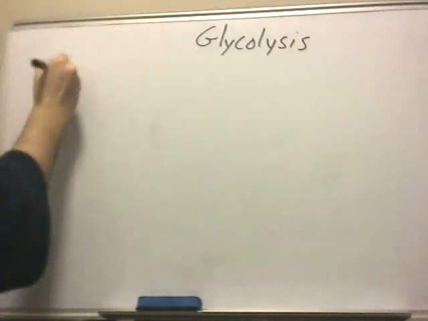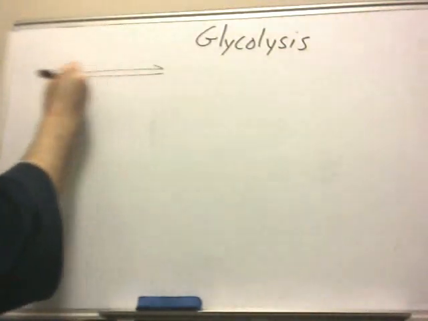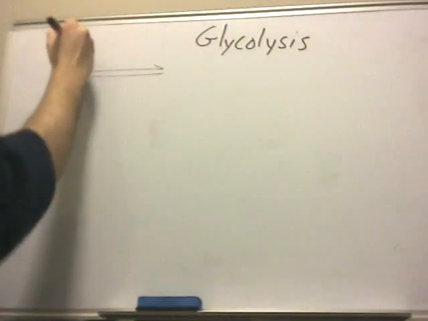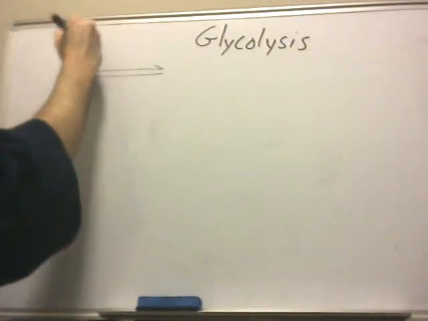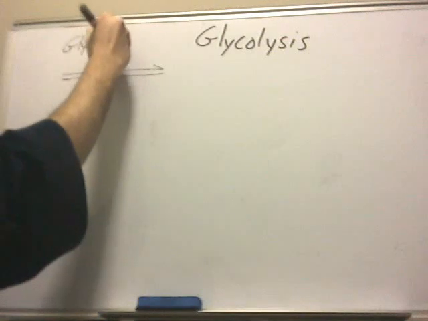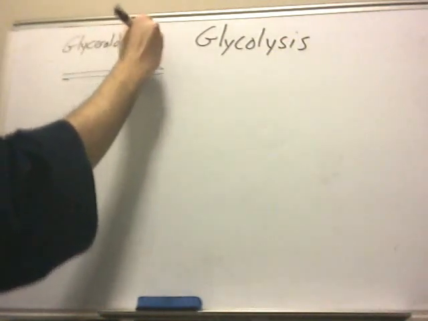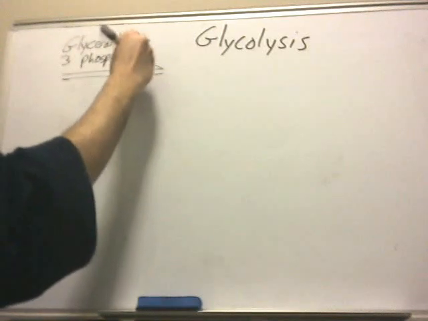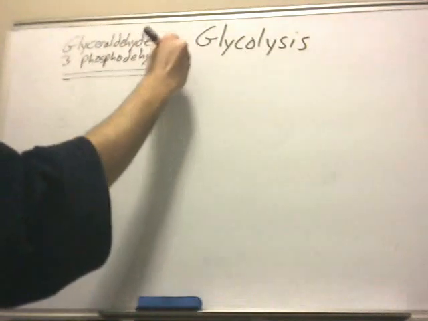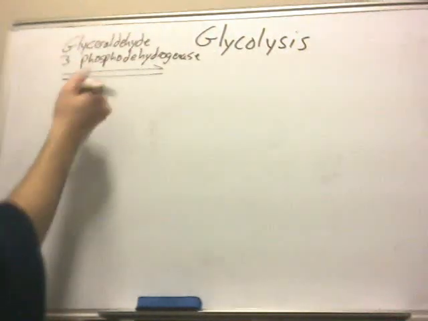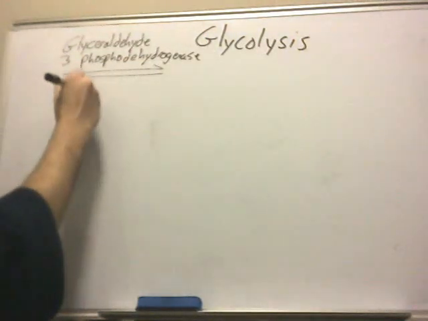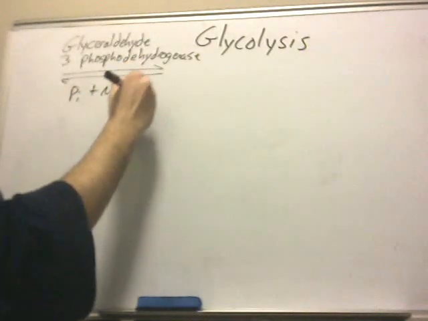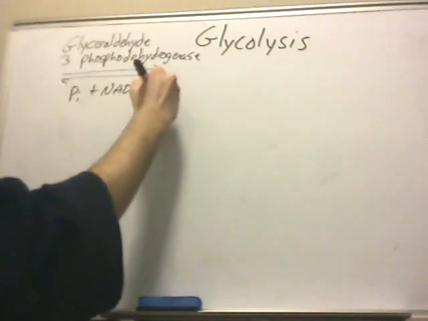Alright, so we're going to use another enzyme. This is reversible. Glyceraldehyde 3-phosphate dehydrogenase. And in this reaction, we're going to have an inorganic phosphate plus NAD+ going to NADH.